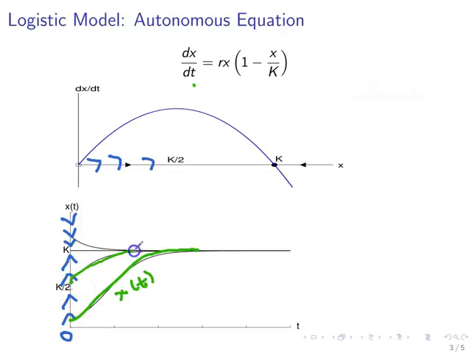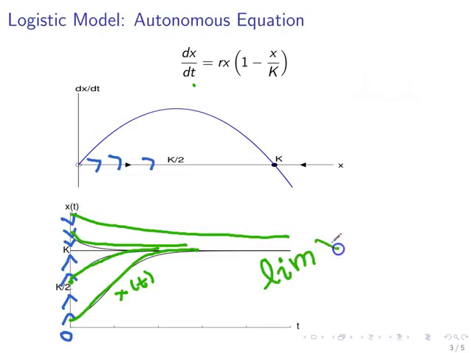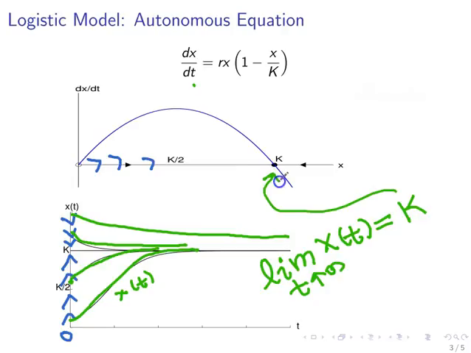If the initial condition is chosen a little below half of k, between half of k and k, and a little above k, then we have these different sketches of solutions. Each of those is a solution x of t. They're all converging. What we see clearly is that the limit of x of t as t goes to infinity is equal to k, precisely because k is a stable equilibrium.